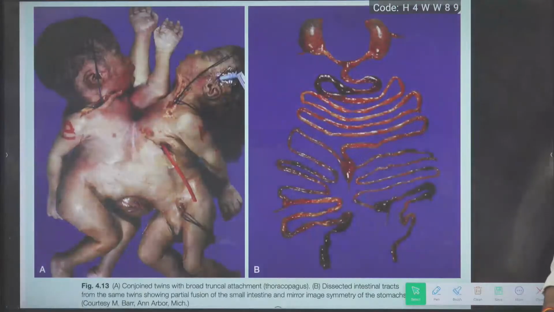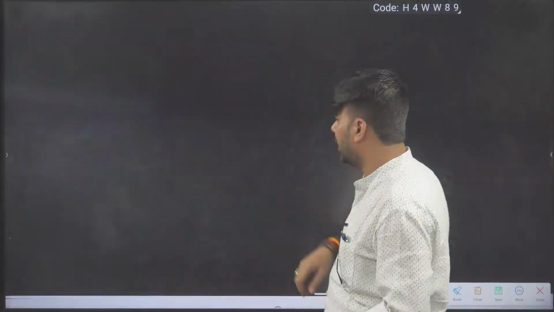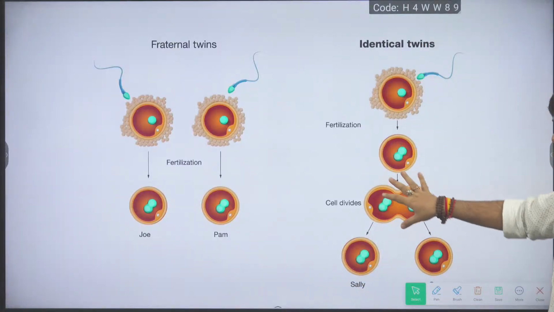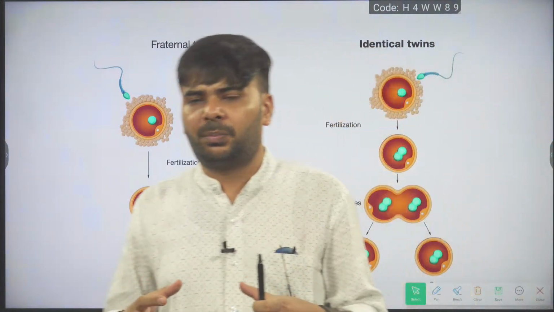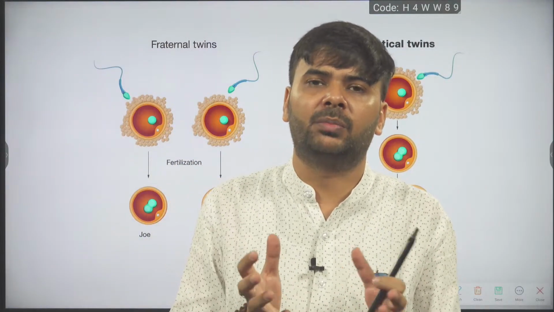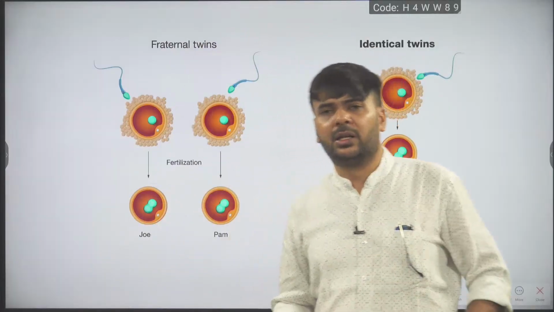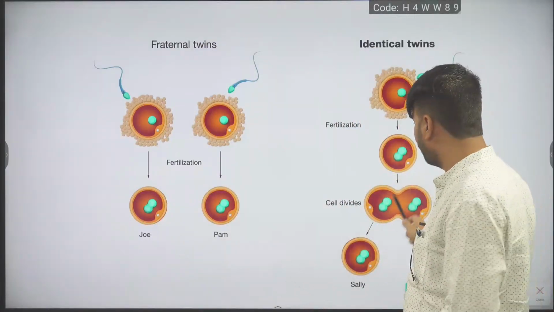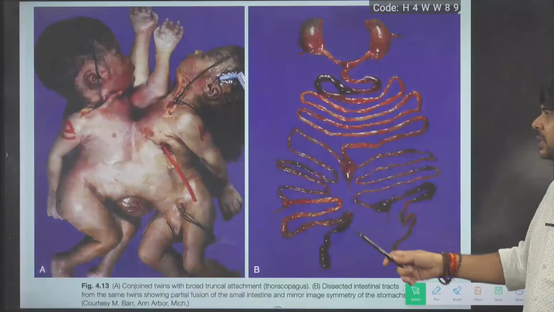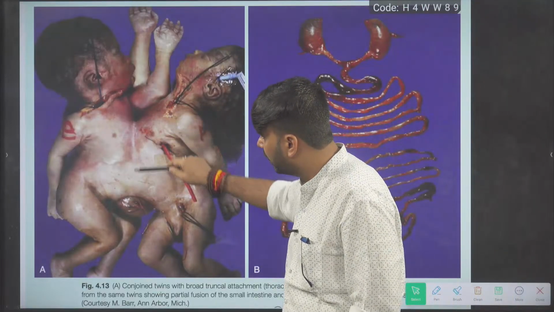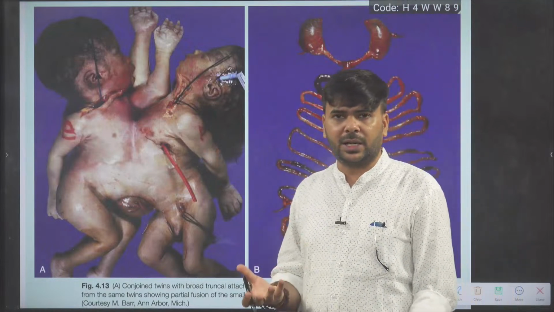Identical twins, more examples. Here you can see two babies, but attached. In this condition, when the embryonic cells are under separation, suppose during separation they fail to separate. The embryonic mass, the bunch of cells, fails to separate. It is called conjoined twins. When it is separated completely, there will be two separate bodies. When it fails to separate during development, it is called conjoined twins, which are identical twins only.